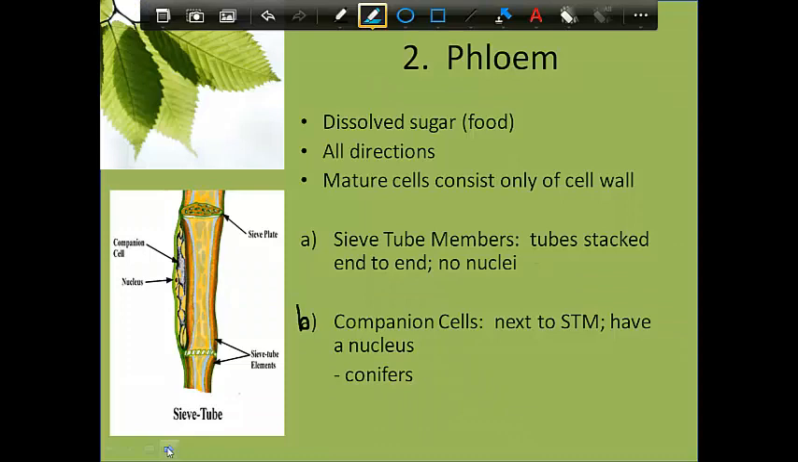So let me just point out where those are over here. Do you see it kind of stuck to the side? Right there of that sieve tube member is what we call a companion cell, and it does have a nucleus in it. Again, these are common or more common in conifers. So we're seeing at the microscopic level there are some differences between deciduous trees that lose their leaves, have broad-leafed flowering seeds, and the conifers, which we talked about earlier in the week.